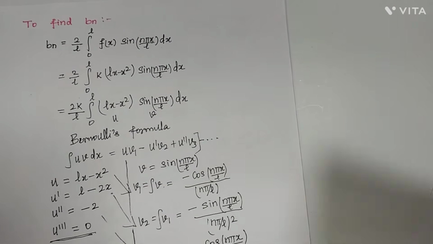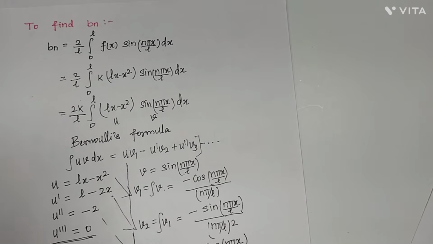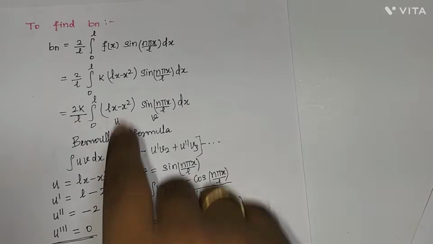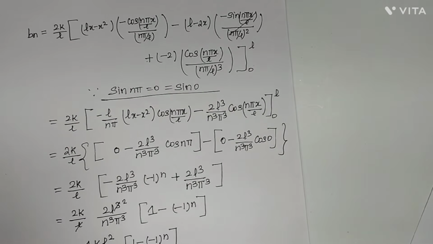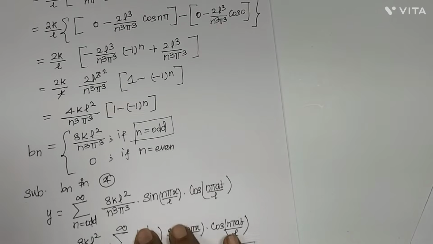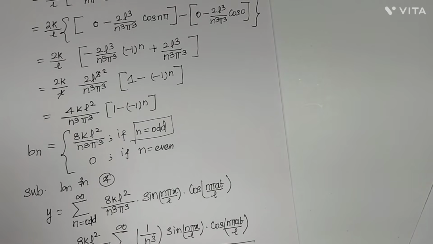So Bn equal to 2 by L, integral 0 to L, f of x sin(n pi x by L) into dx. In this equation I substituted f of x equal to k of (Lx minus x square). After that I applied Bernoulli's formula. Based on Bernoulli's formula we are finding the Bn value. Bn equal to 8k L square divided by n cube pi cube if n is equal to odd numbers. If n is equal to even number, your entire answer becomes 0.